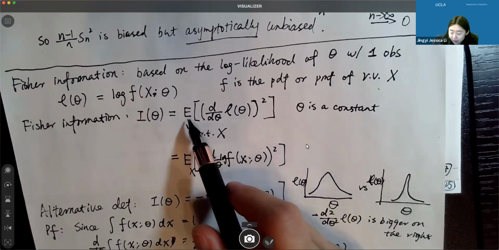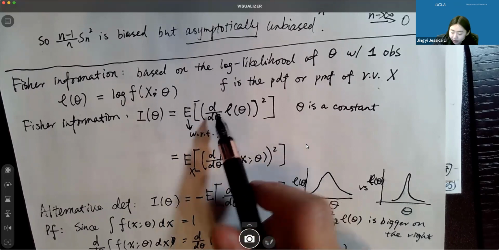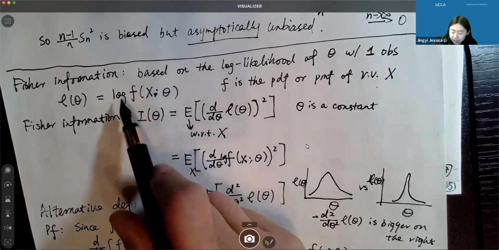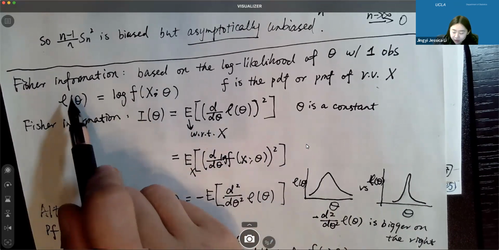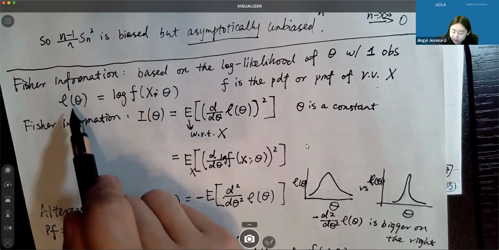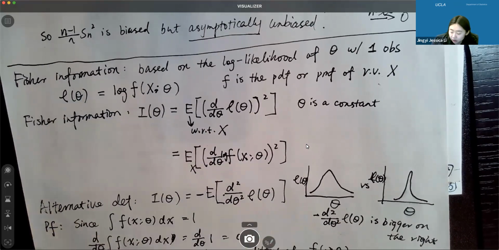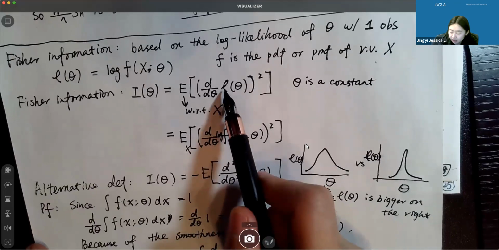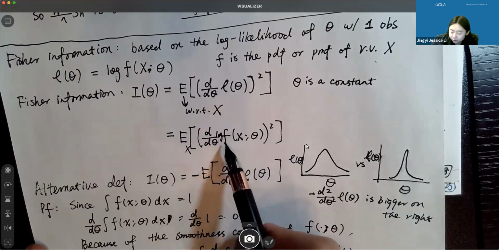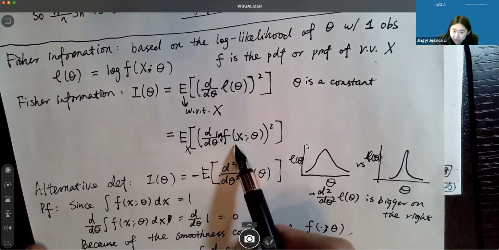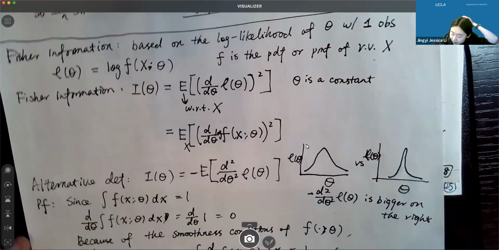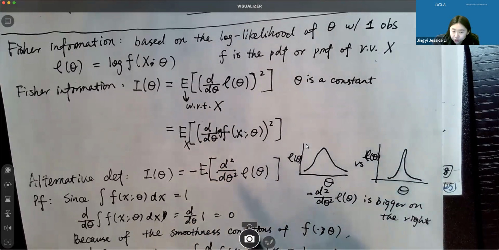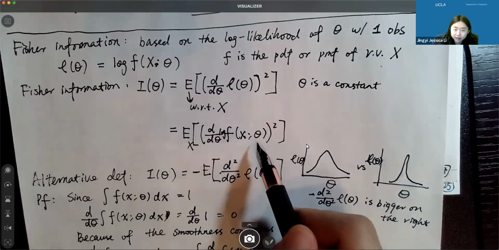So therefore, the expectation is with respect to the random variable x, which is involved in this log density function, or you can say the log likelihood function of theta with just one random variable x. Okay, so we write this log likelihood as log f, the density at this random variable, big X because it's random, and parameter theta. So it evaluates how much information the density provides about theta.